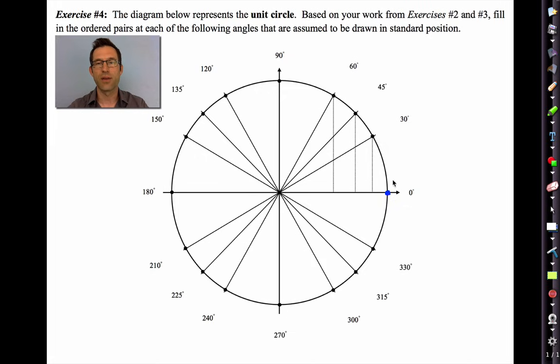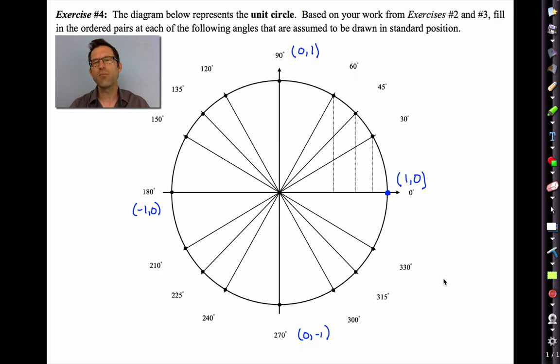Let's start down here. That's simple. That's going to be the coordinate point (1, 0). Why don't we do all the easy ones? 90 is going to be the point (0, 1). 180 is going to be the point (-1, 0). And 270 is going to be the point (0, -1). Those are all easy because the radius is equal to 1, and they lie on either the y or the x-axis, so piece of cake.